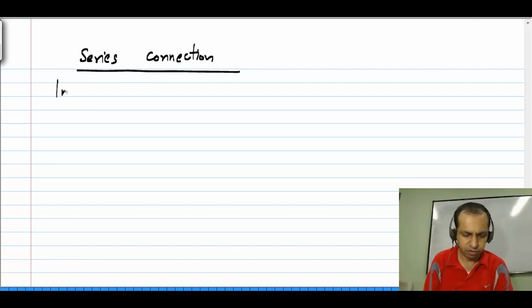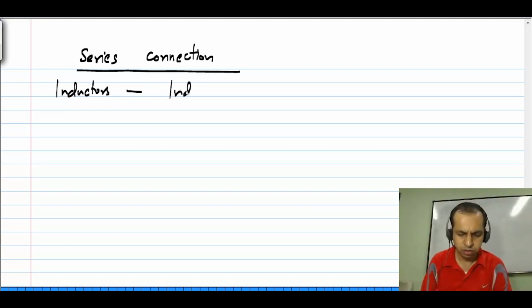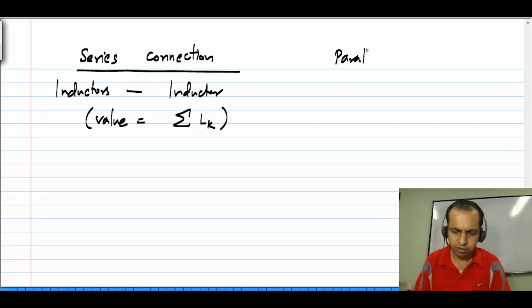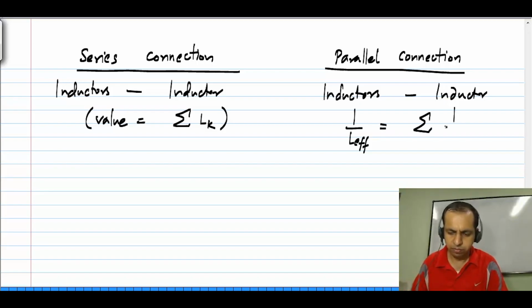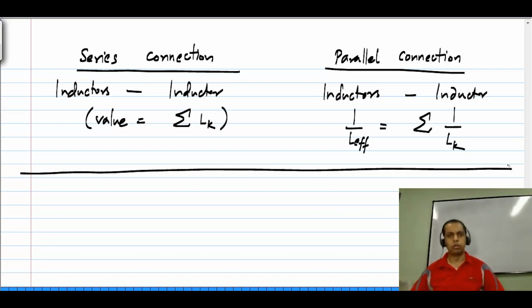And a series connection of inductors will result in an inductor whose value is the sum of inductances, and a parallel connection of inductors results in an inductor whose value L effective, the reciprocal of that is given by the sum of reciprocals of individual inductors. So all of this refers to connecting like elements in series or parallel.